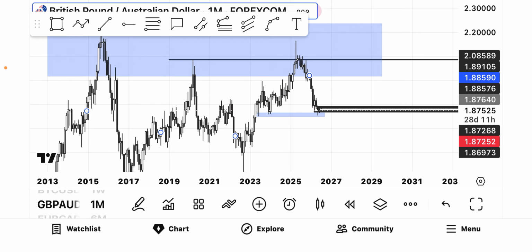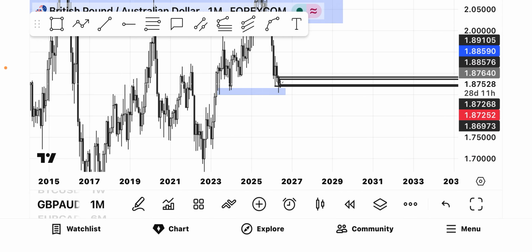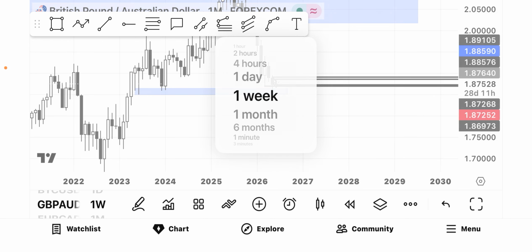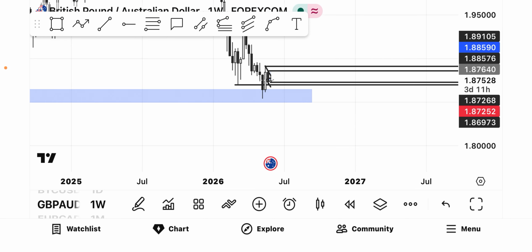So how did I come to buy? I marked this zone here on the weekly time frame.